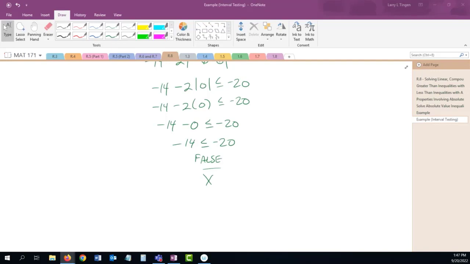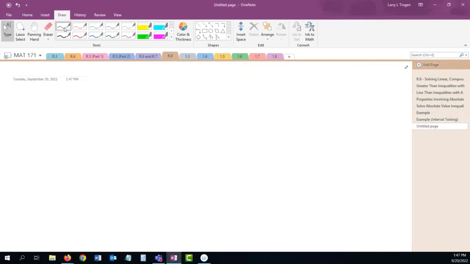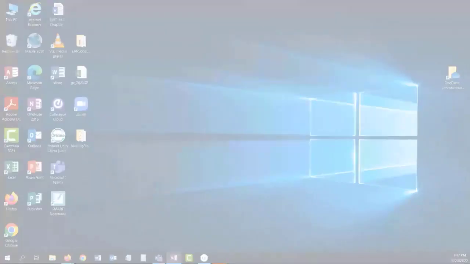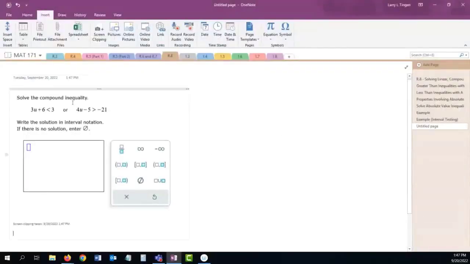Let's go in here. There's number 5 from R8. Perfect assignments. Here's R8. And I'm looking for number 5. And what I'm going to do is I'm going to paste the question over so everybody can see it.